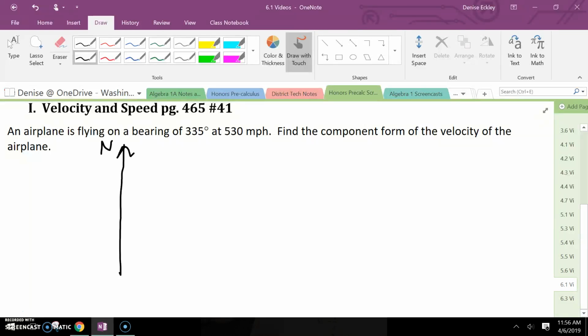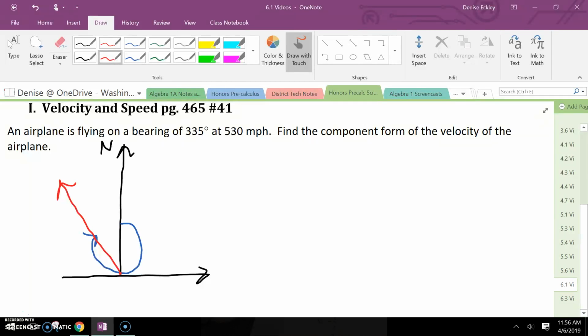So the plane is starting at 335 degrees from due north, is the way it's flying. So if I were to draw that, I'd have a picture like this. So due north around to about there. So here is my resultant vector like this. So we have to take into account some angles here.